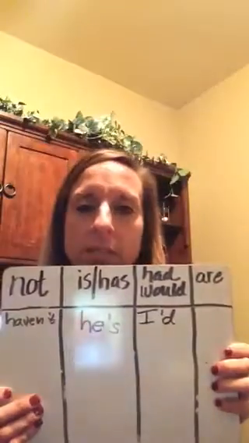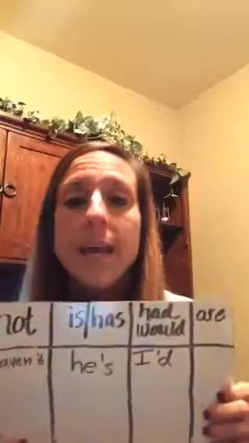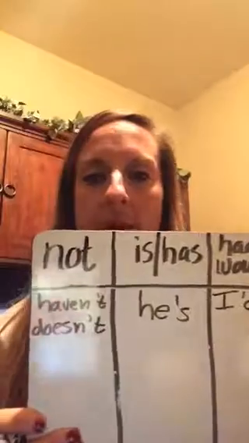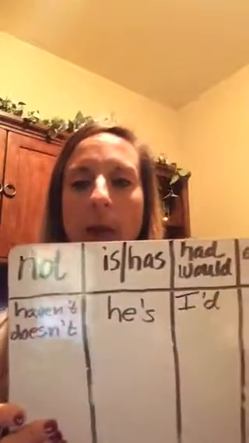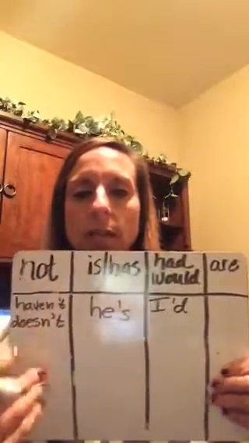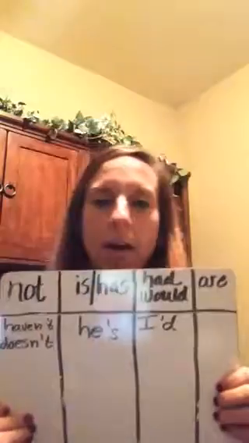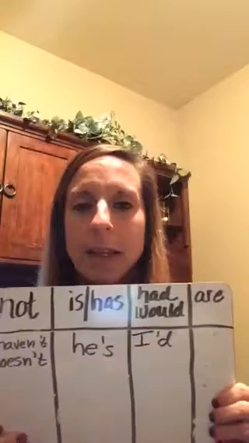Okay, next we have doesn't. Again, doesn't ends in a T. So doesn't. D-O-E-S-N apostrophe T stands for does not. Okay? Now we have let's. Let's. Okay, so where do you think let's goes?